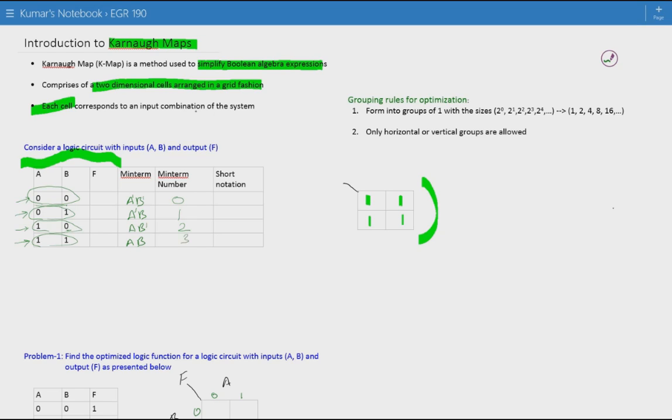There is a short notation for these minterms. We don't often write A bar B bar, A bar B, A B bar, AB for each and every minterm. We just write the short notation. It starts with a lowercase m, and since the minterm number for A bar B bar is 0, we write m0. The minterm number is 1, so we write m1. Similarly, m2 and m3. This is how you write the simple notation.